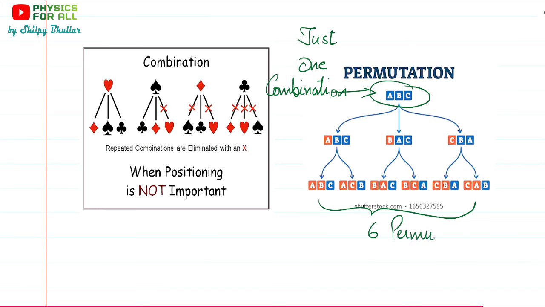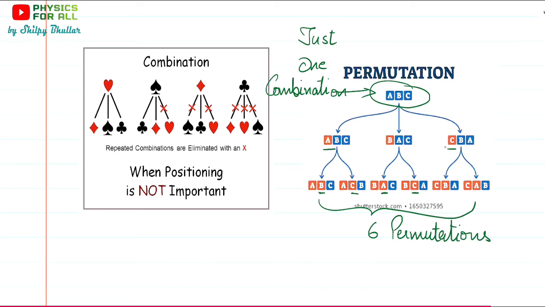6 permutations. Why? Because permutations take care of the order. So now whether you take A first or B first or C first, that matters. And even if you have taken A first, then who comes next is also important: whether B comes next or C comes next. Then if you have taken B first, then who comes next? A comes next or C comes next?